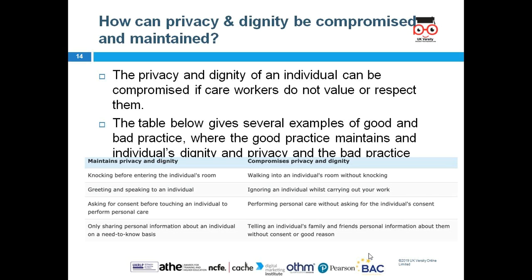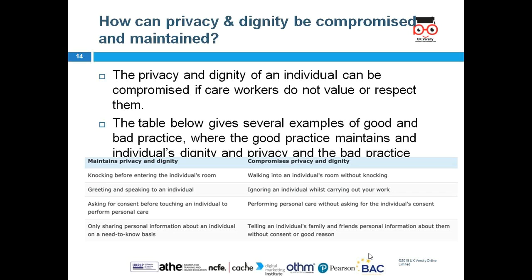Actually, can I ask a question? Yes. This is Arista. What will you call it if a patient's room is open and you have to do some personal care, you have to go in? So how will you define it? Is it if you entered without any sign, without knocking, would you call that compromising privacy?